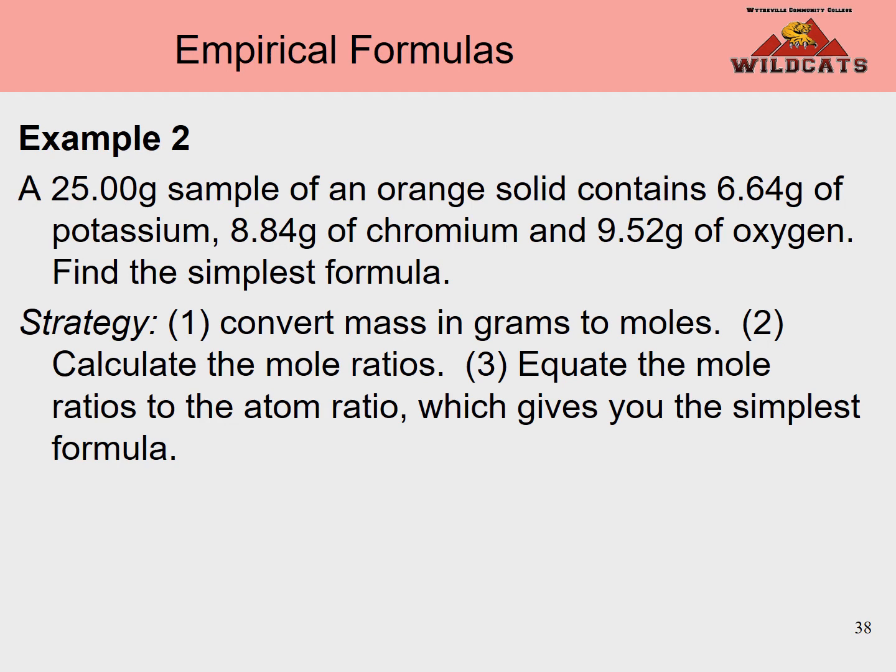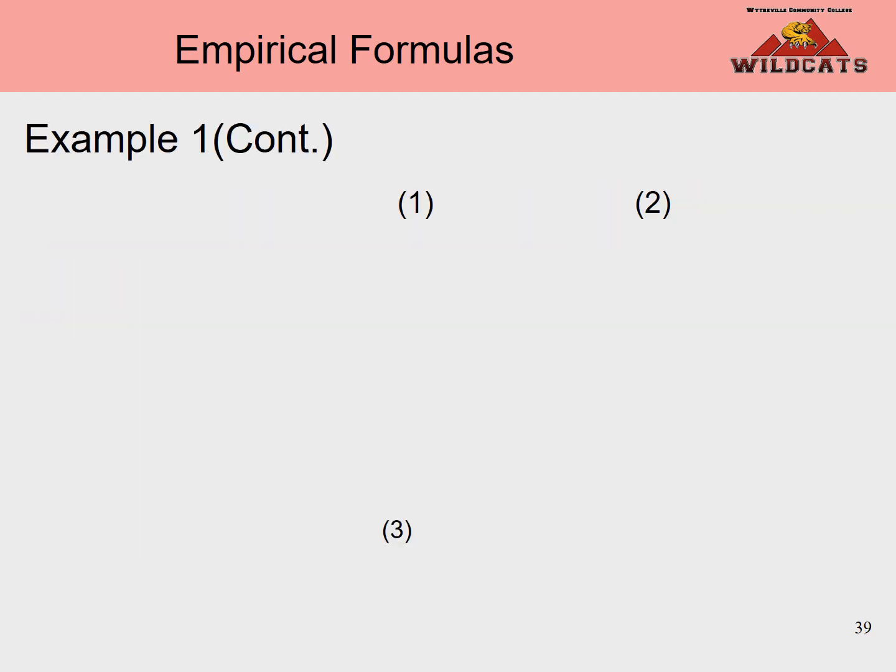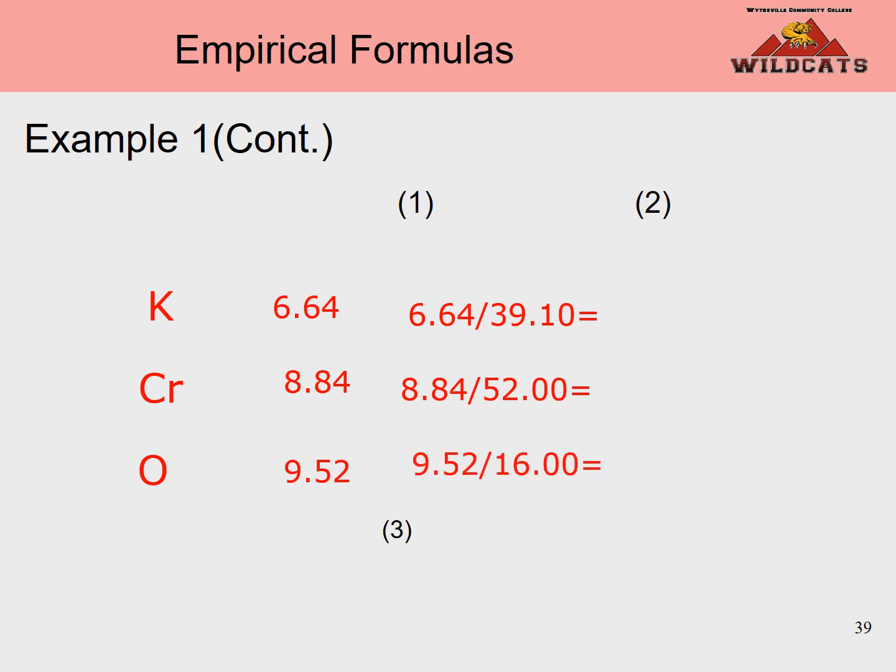So let's take a look at a compound that's got potassium, chromium, and oxygen in it. We want to find the simplest formula. If we list out our elements, we've got potassium, chromium, and oxygen. Then we're going to take each of those masses and divide by the molar mass. We end up with 0.17, 0.17, and 0.595. Now, again, we need to find the simplest whole number ratio between these. So I'm going to take the smallest and divide it into the rest.